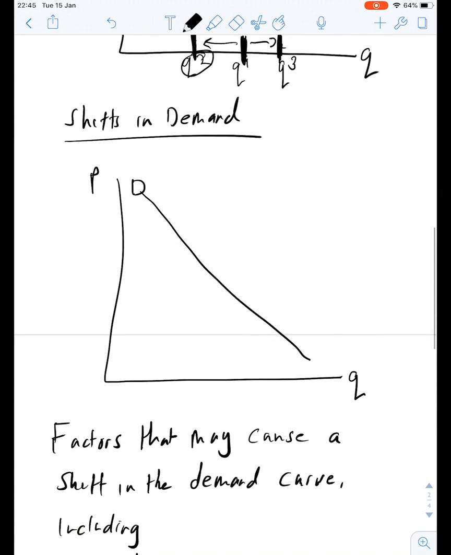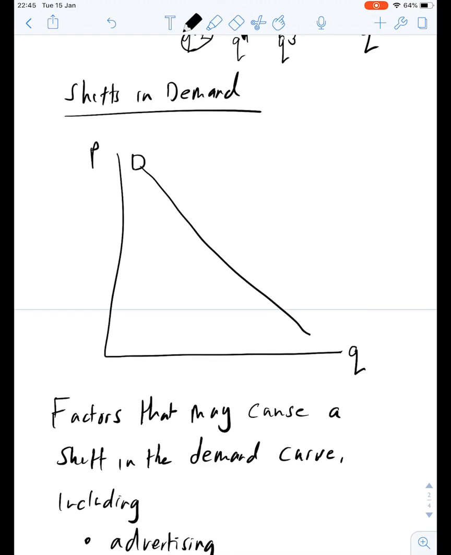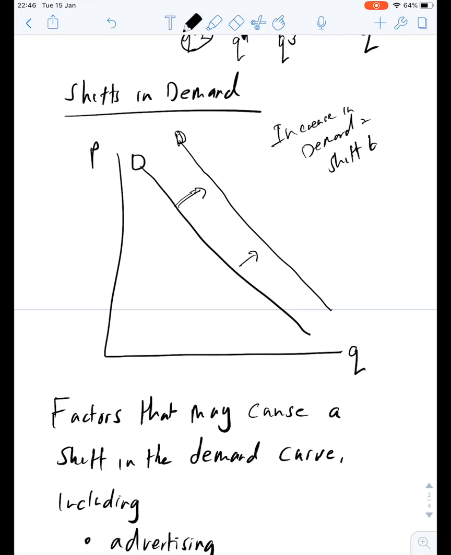Okay, this video is about shifts in demand. We can have two types of shifts. We can have an increase in demand, and an increase in demand will be represented by a shift in the demand curve to the right. So an increase in demand would result in a shift to the right, and we can have a decrease in demand.